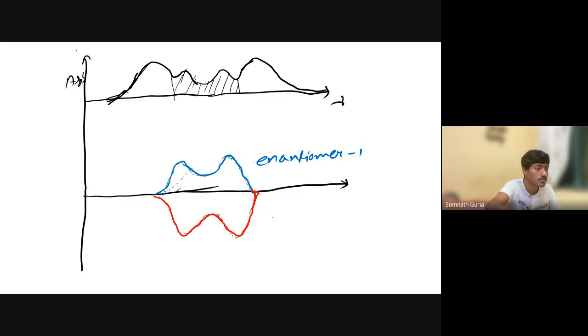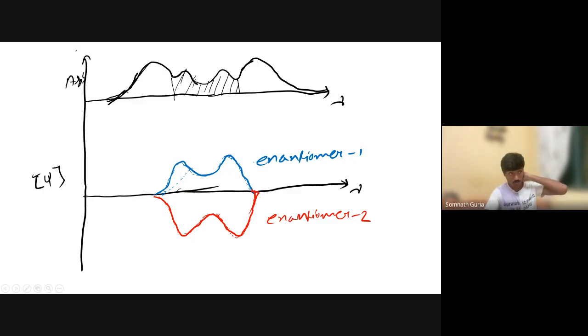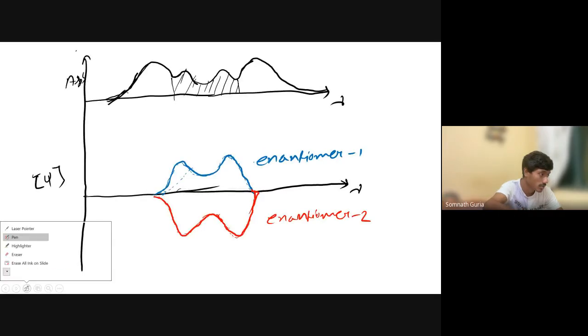Okay, this will be my enantiomer two. Oh, forgot to write. This will be my molar ellipticity, and this will be my lambda. Okay, so it may be possible that one transition is in the positive direction and the other transition is in the negative direction. In that case, we will get this kind of data. I'm writing it in a dotted line.